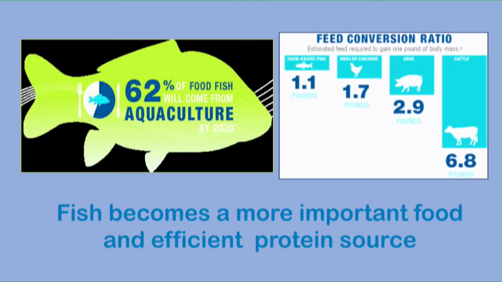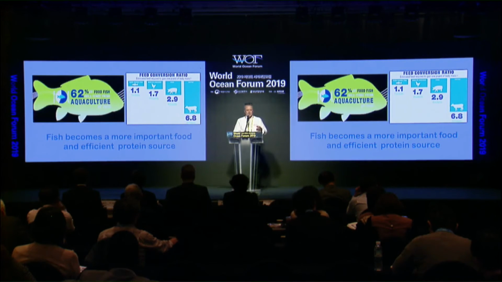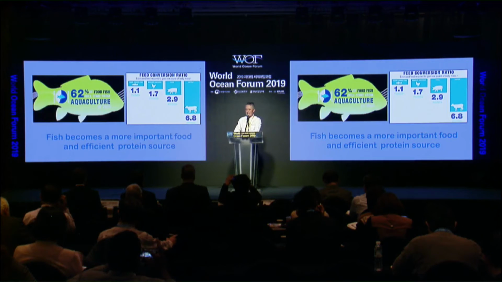And I think fish is going to be more important, because I think 60% of all the food fish will come from aquaculture in the future, and the feed conversion ratio for a kilogram of feed to a kilogram of fish is much more efficient than any other land animal production, including chicken, swine, and cattle. So it will be in the future an important food source and an efficient protein source.